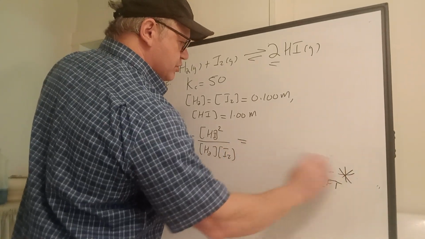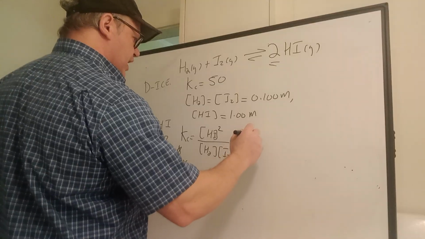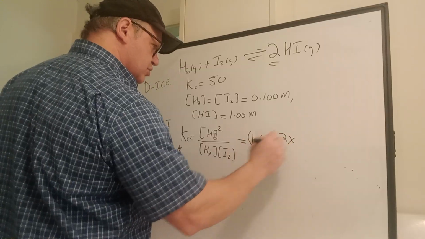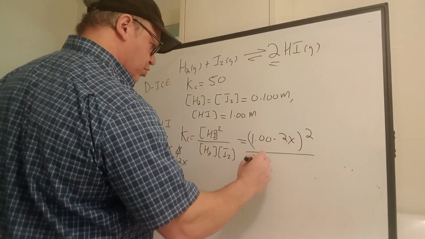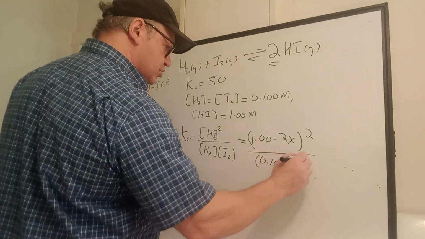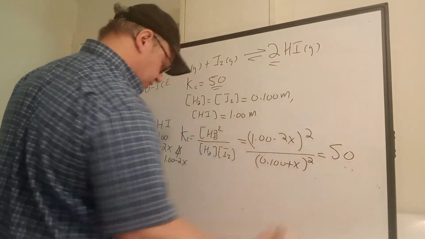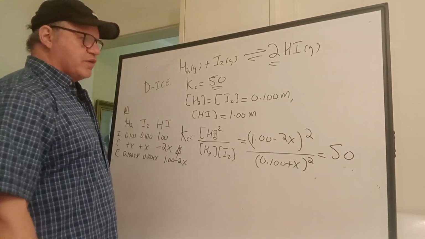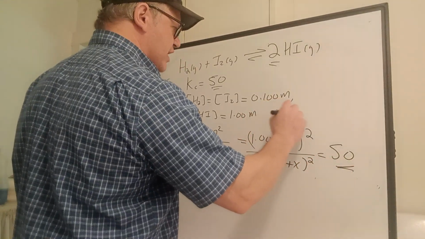So now what we do is we plug in the things in terms of the algebra into this framework, and we've got 1.00 minus 2x, squared, and then we've got 0.100, these are the same, plus x, squared, is equal to 50. That's what the value is, 50. Looks good. Now, first point, 50 is a big number. We cannot do the small x approximation here.